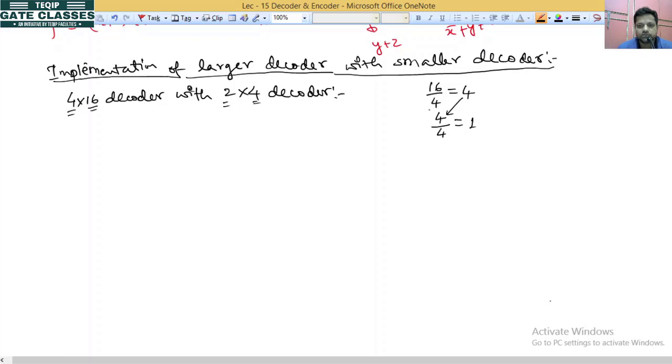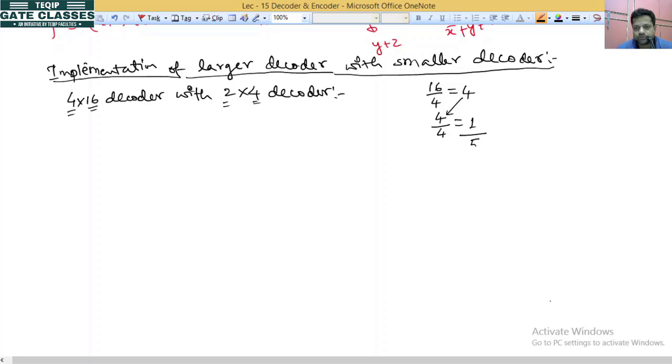So first, for whatever outputs you are going to design the decoder for, first you have to divide by 4, and then whatever number comes here, you again divide this by 4. Again, if you have any number other than 1, then again you divide with 4, okay na? It will give you the total number of 2x4 decoders required to build a 4x16 decoder.